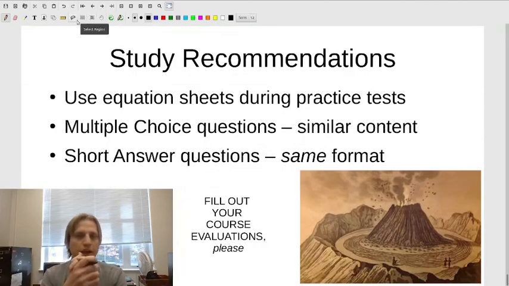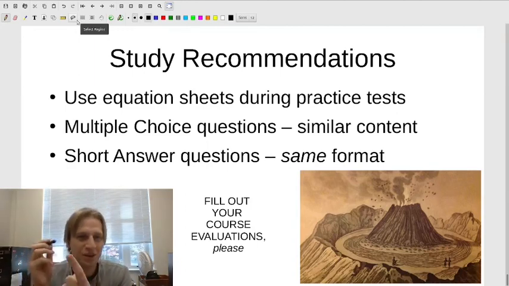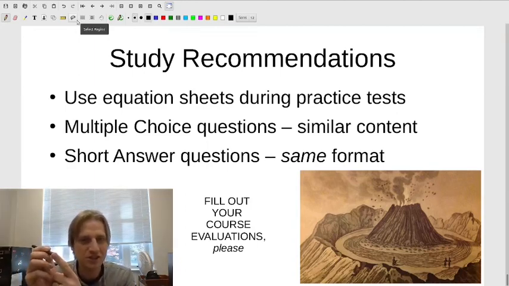All right, now I can't claim that I have done all of the problems on your review, but I do want to commend to you that the rest of the studying here is your job. Please use your equation sheets during your practice tests. The multiple choice questions that I've given you on your review sheet are very similar to the content of the multiple choice questions that you will see on your test. The short answer questions are the same format even that you're going to see on your test.